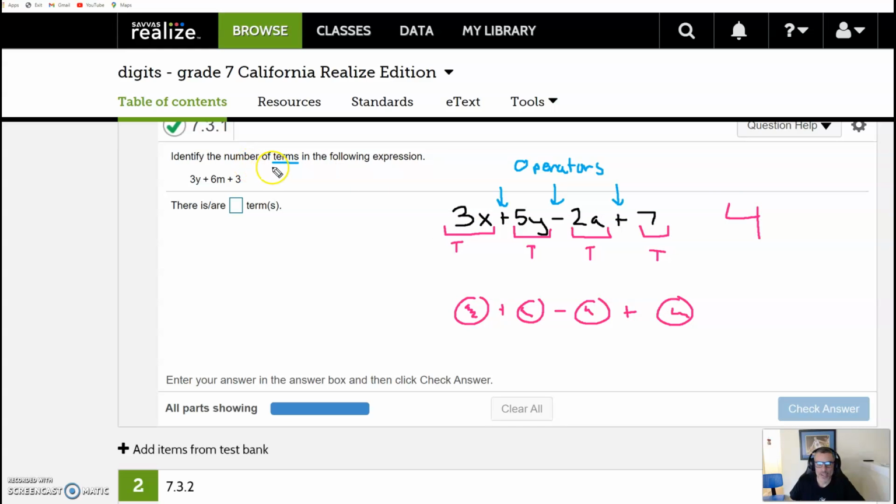So let's look at the one they actually give us. I'm going to rewrite it. It says identify the number of terms in this expression. I have a 3y plus 6m plus 3, and using the same strategy here, we can see that my first puzzle piece is a 3y, my second puzzle piece is a 6m, and my third puzzle piece is a 3. So we have 1, 2, 3 terms. Remember, the pluses and the minuses, those are just what connect them together, right? So these are the 3 pieces that I'm adding. I'm adding a 3y, a 6m, and a 3. So I have 3 terms.